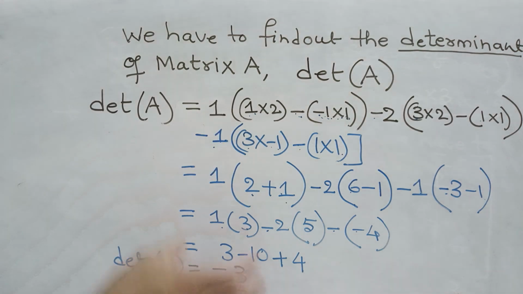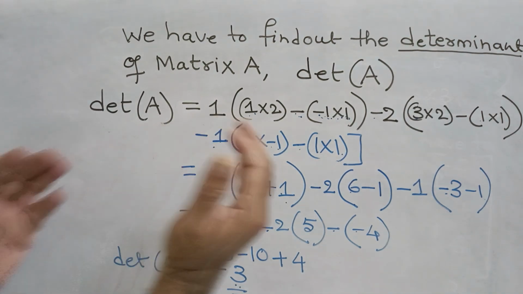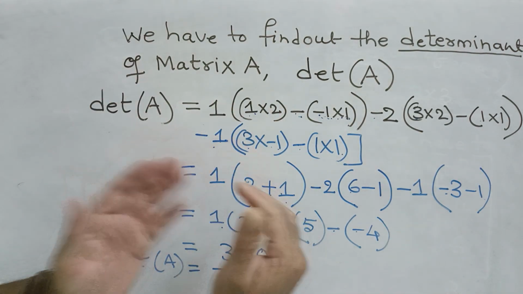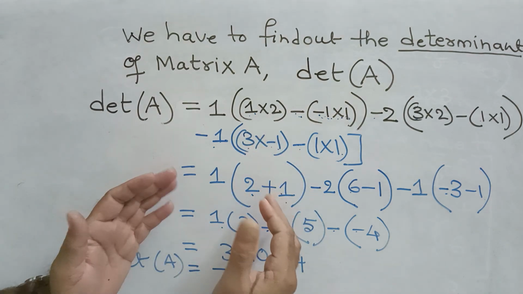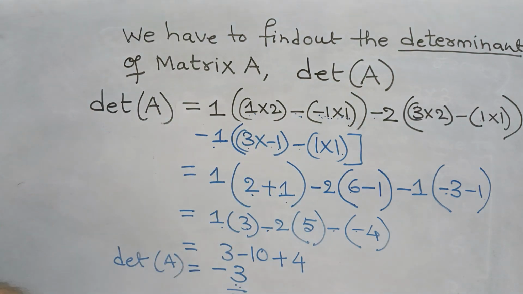Little bit. Because for your easy understanding, I am explaining everything in a step-by-step manner. Once you understand this, the rest of the examples you will find very simple. That is the finding of the determinant of A. Very simple. Then finally you have to get some value.